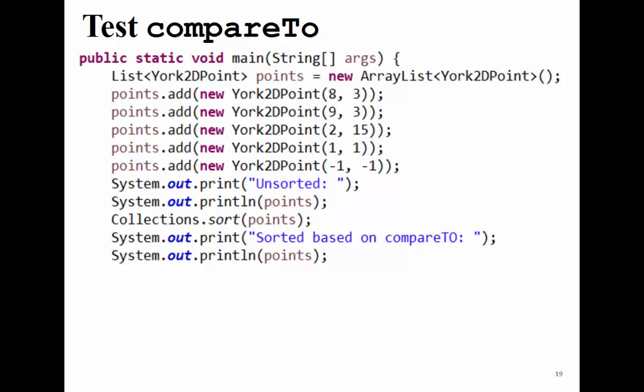Now, once the client decides to use Collections, Collections is a utility class, and sort is one of the methods. Do you think if we didn't implement Comparable and we call sort, what will be the output?